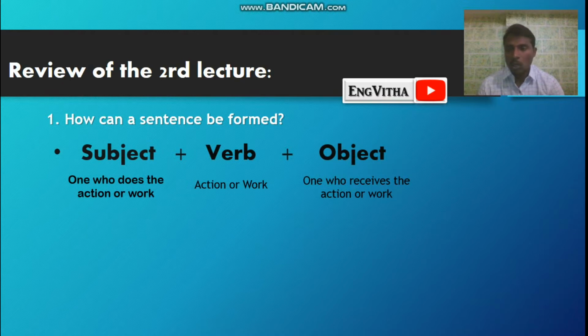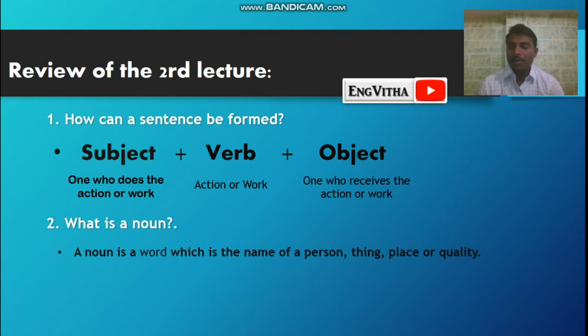Subject is the one who does the action or work, and verb shows and represents action or work, and object is the one who receives the action or work. If you have any doubt, go to the second lecture and you will find a better understanding about these three things. And secondly, we learned what a noun is and gave a definition. A noun is a word which is the name of a person, thing, place or quality.